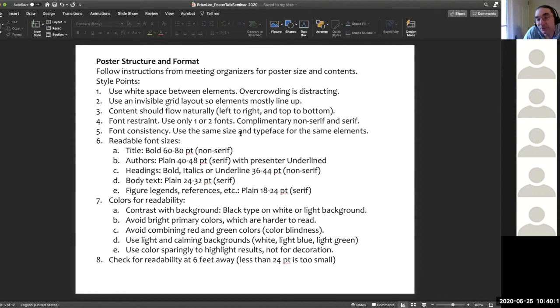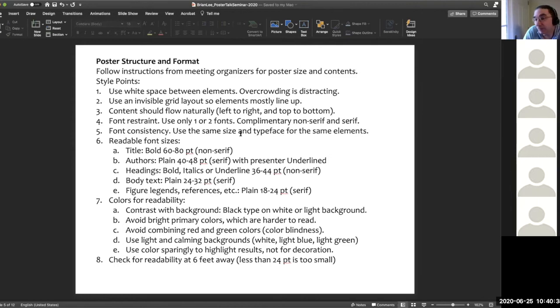The text, you want the text to be big enough so that people can read it when they're standing a few feet away from your poster. So maybe 6 feet away from your poster. So probably the minimum size text that you want to include in the body text that you want people to be able to read is 24 points. So 24 to 32 is probably a good size for the text.